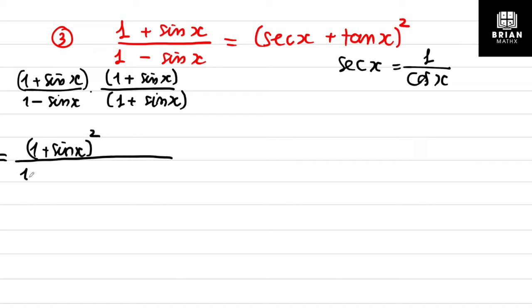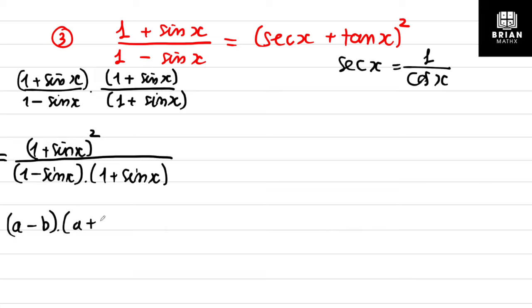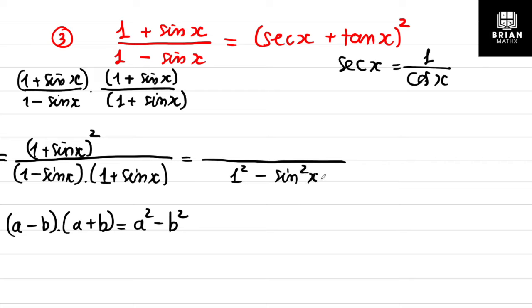And how about the denominator? I have two brackets in the denominator, 1 minus sine x and another bracket is 1 plus sine x. So I hope you remember the algebraic formula, the difference of squares: a minus b multiplied by a plus b equals a square minus b square. So I will have a new form of denominator: it is 1 square minus sine square x.